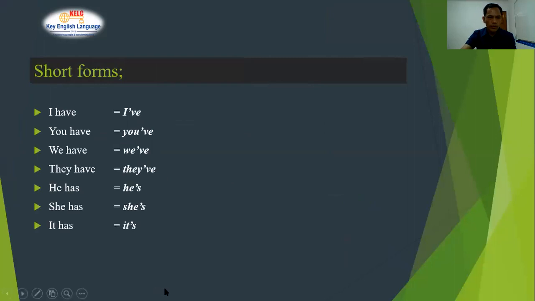So usually when we speak in English, we don't say I have something. In the present perfect form we shorten it. We use a short form. That's why I have becomes I've. You have becomes you've. We have becomes we've. They have becomes they've. He has becomes he's. She has becomes she's. It has becomes it's.